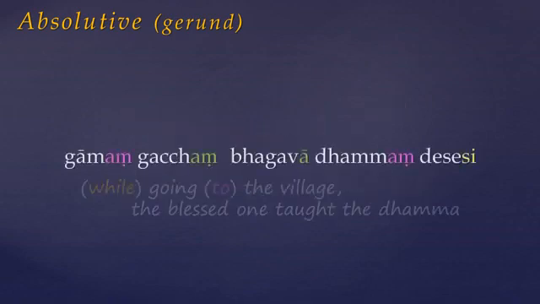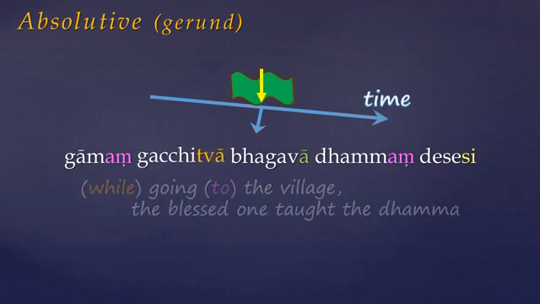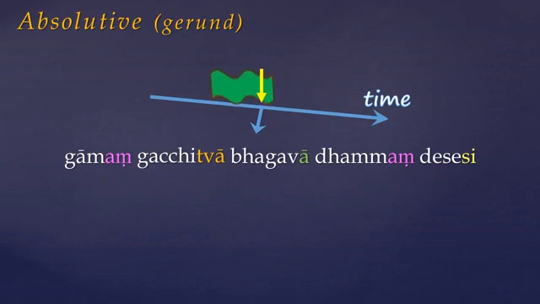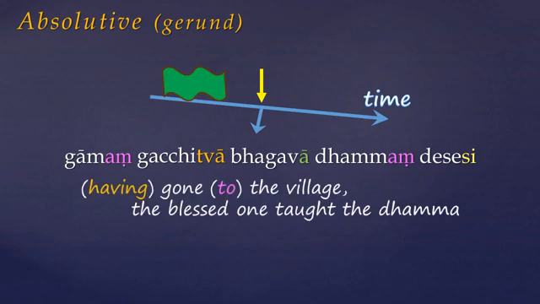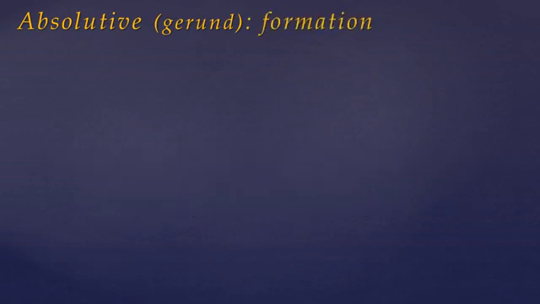Okay, now, whereas the present participle indicates an action that occurs alongside the main verb, the absolutive indicates an action that occurs before the main verb. And so in this case it's common to insert the word after or having, followed by a past participle. Having gone to the village, the Blessed One taught the Dharma. Absolutives are also sometimes called the indeclinable participle, because they do not change to agree with anything.